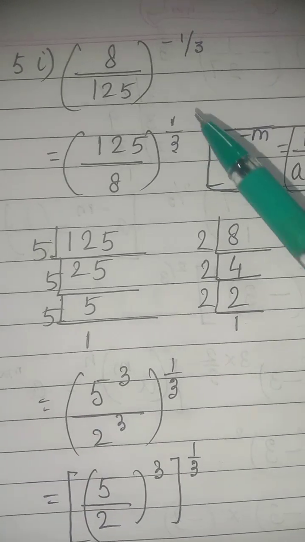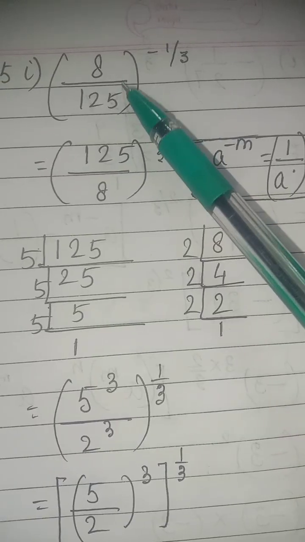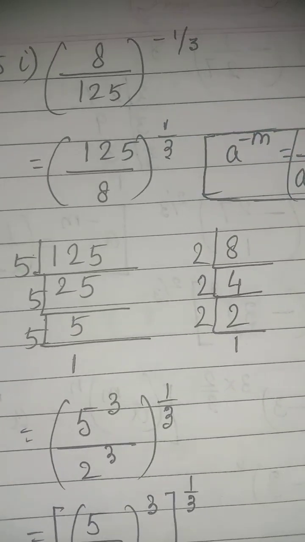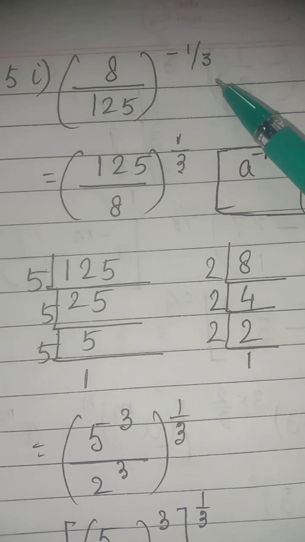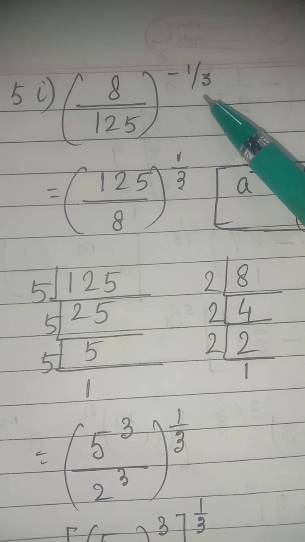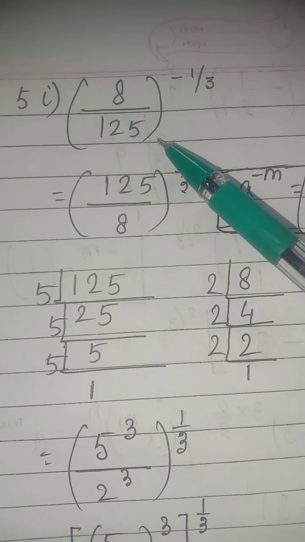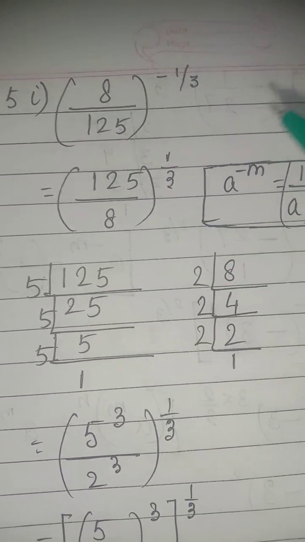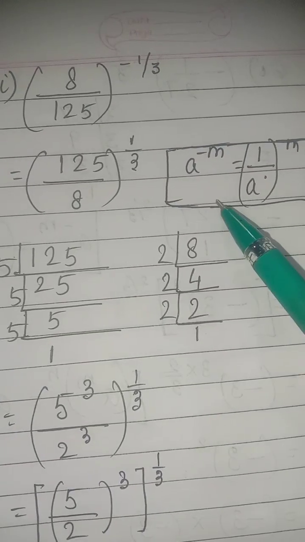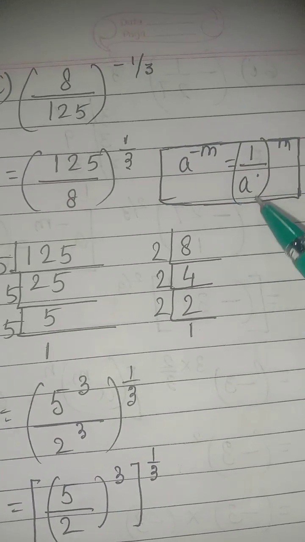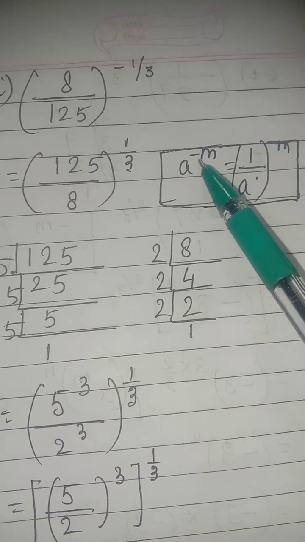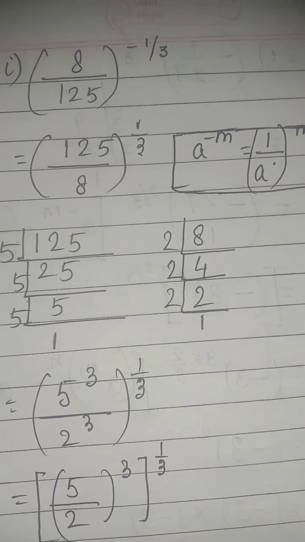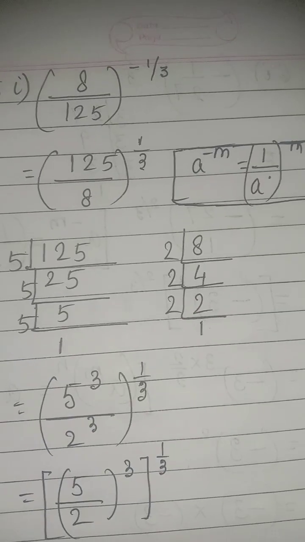Now here the question is 5's first: 8 by 125 whole to the power minus 1 by 3. So what will we do here? First of all, we will change the negative power to the positive power. So it is 125 by 8 to the power 1 by 3. Why? Because there is a law: a to the power minus m equals 1 by a whole to the power m. If the power is negative, we can make it positive by making the reciprocal of the base. So here we have done the same.